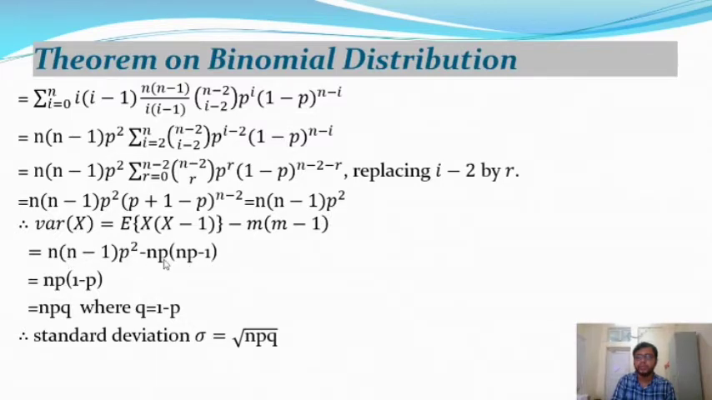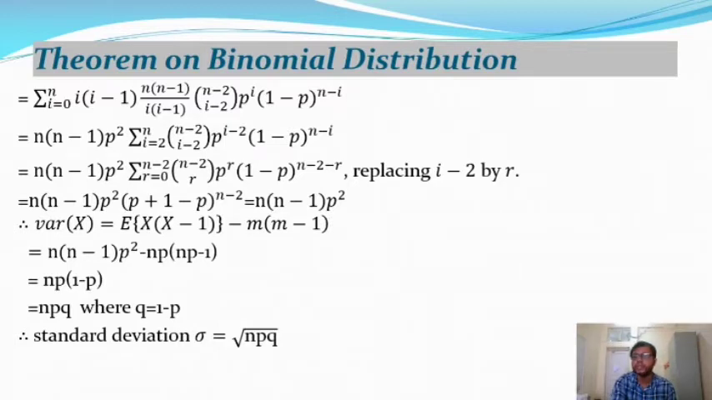From this we will get np into (1 minus p), and you know 1 minus p is equal to q. So the variance of the binomial distribution is npq, where q is equal to 1 minus p. And the standard deviation sigma is the positive root of the variance, that is root over npq. So this is the most important theorem on the binomial distribution.